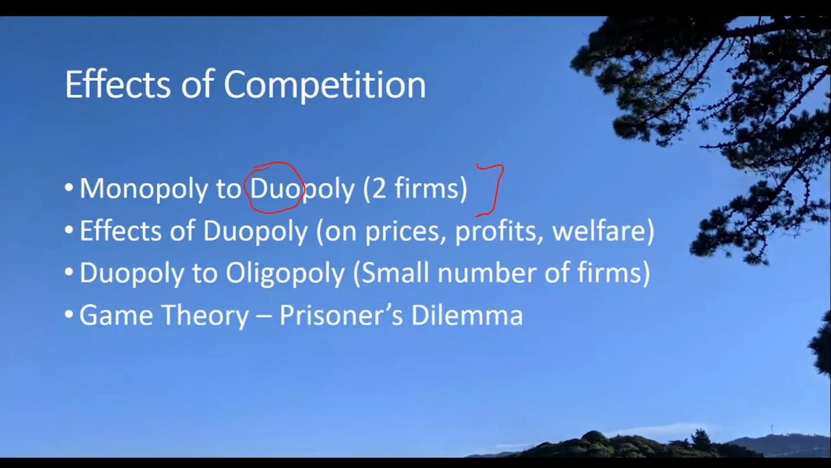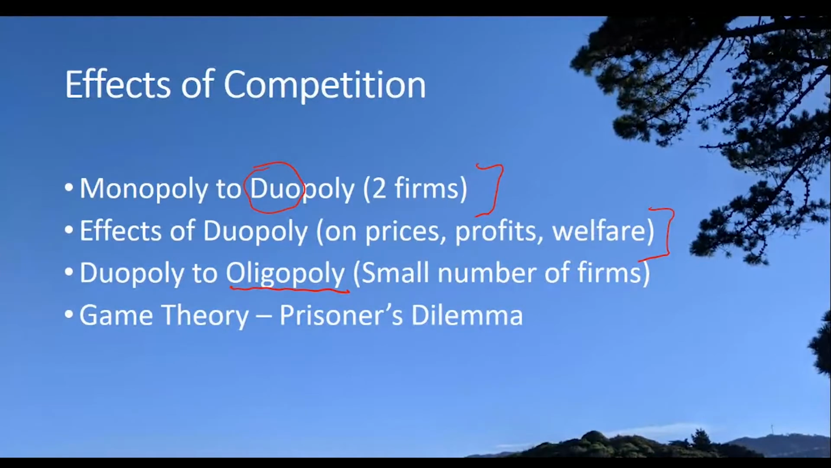All right, but we're going to look at the effects of just adding one more firm into the marketplace and see what happens to the prices of the good, the profits of the individual firms, the welfare levels of both the firms and the consumers in the marketplace. And we're going to analyze the effects of having a duopoly, and we're going to compare them to what happens in the case of a monopoly.